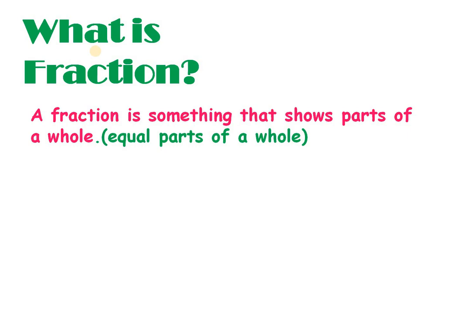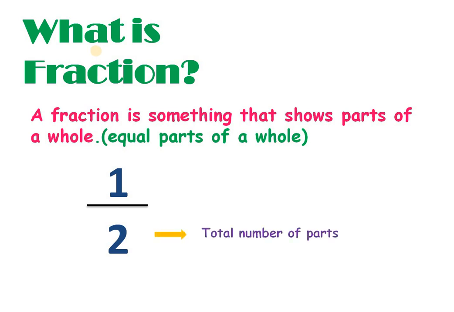Here is what the fraction looks like. 1, a line, and the 2. The bottom number, which is 2, tells us how many parts there are altogether. The top number tells us how many parts we are talking about.